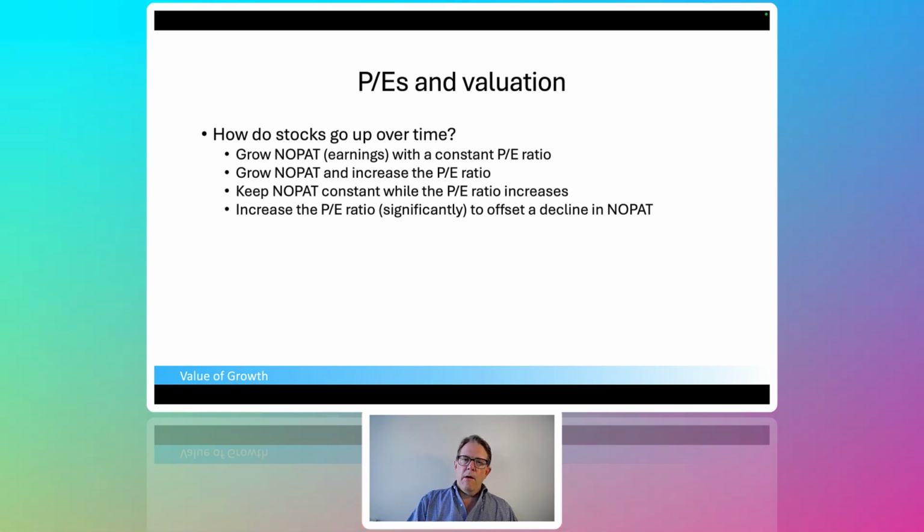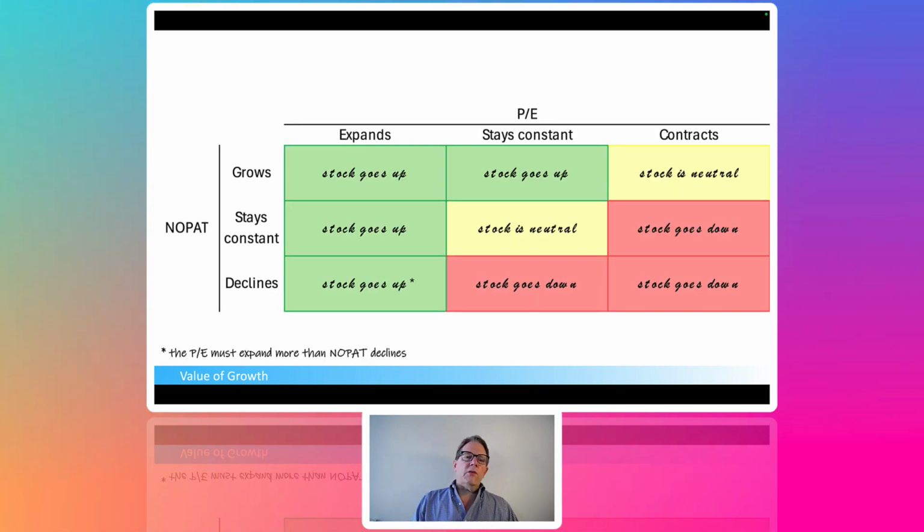All right, so here's a little matrix you can have. Green, stock goes up, red, stock goes down, and then yellow, it's kind of neutral. I'll walk you through it. So at the top left corner, you grow NOPAT and you expand your PE. Obviously, your stock's going to go up. Grow NOPAT, constant PE, stock will still go up. Go down the first column, NOPAT stays constant, but you expand your PE, stock price goes up. And then the last one we just talked about. So those are the four mapped.